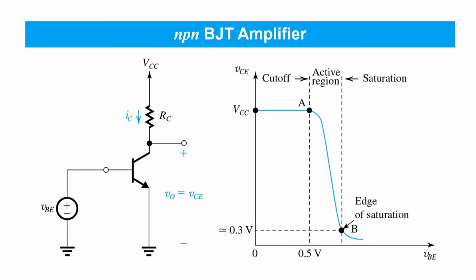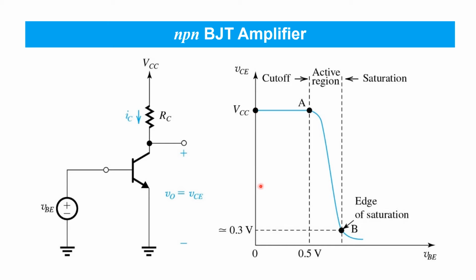Next, let's consider this NPN BJT amplifier, which is very similar in form and function to the NMOS amplifier we just considered. Here we see the emitter is connected to ground, the input is applied between base and emitter, VBE, and the output is taken at the collector. As with the NMOS amplifier, we can observe in the input-output relationship here 3 distinct regions.